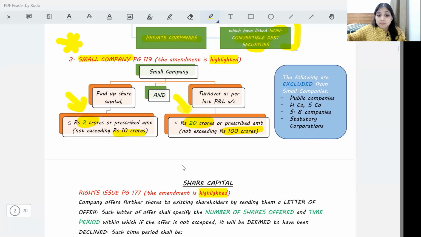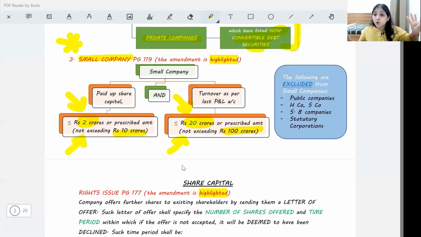These numbers are amended numbers. Earlier, we had different limits. Earlier, we had 50 lakh limit here and 2 crores limit here. But as per the amended provision, as per the latest provision, a small company would be a company whose paid up share capital is within 2 crores and turnover is within 20 crores.